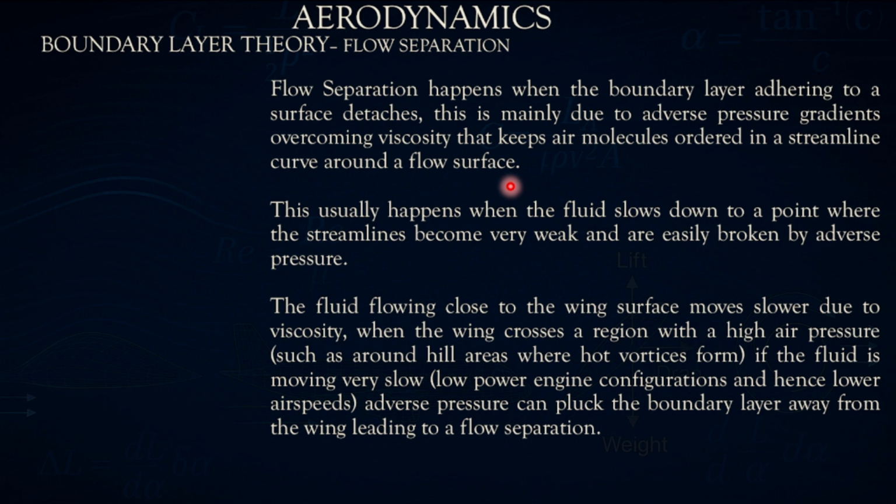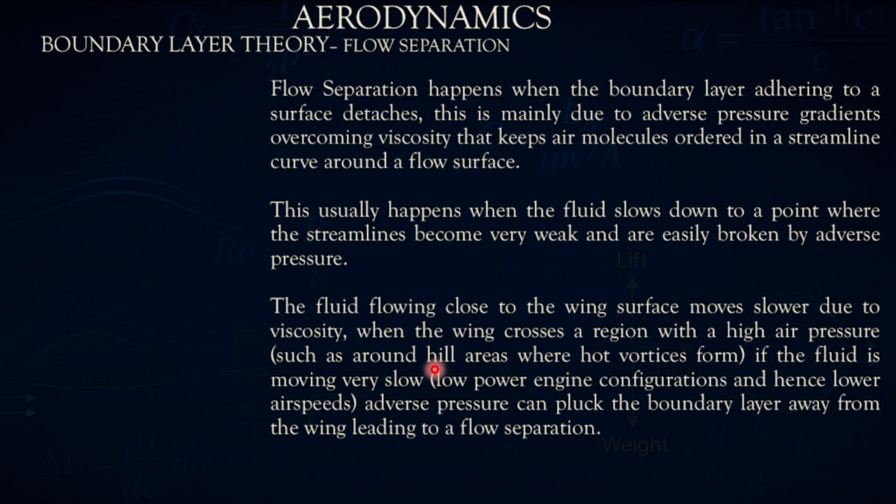Okay, so this usually happens when the fluid slows down to a point where the streamlines become very weak. The viscosity becomes very weak, and the streamline, that curvature around the wing surface, is easily broken by adverse pressure. The fluid flowing close to the wing surface moves slower due to viscosity. So when the wing crosses a region with a high air pressure, it plucks out, it peels out this fluid flowing closely to the surface.